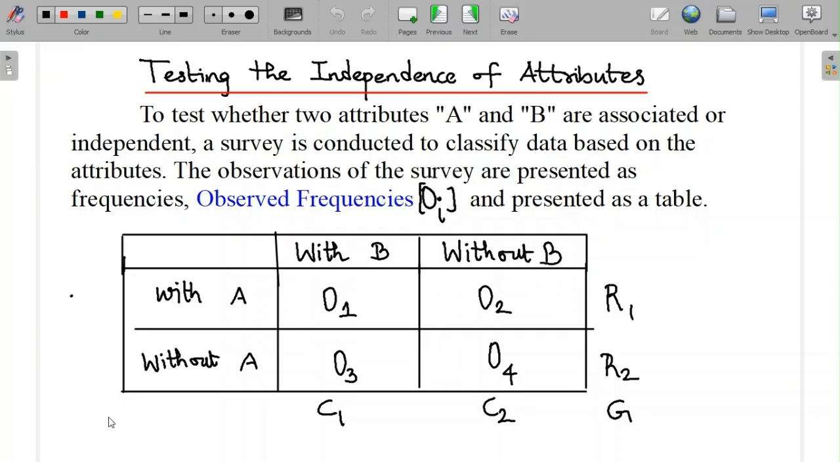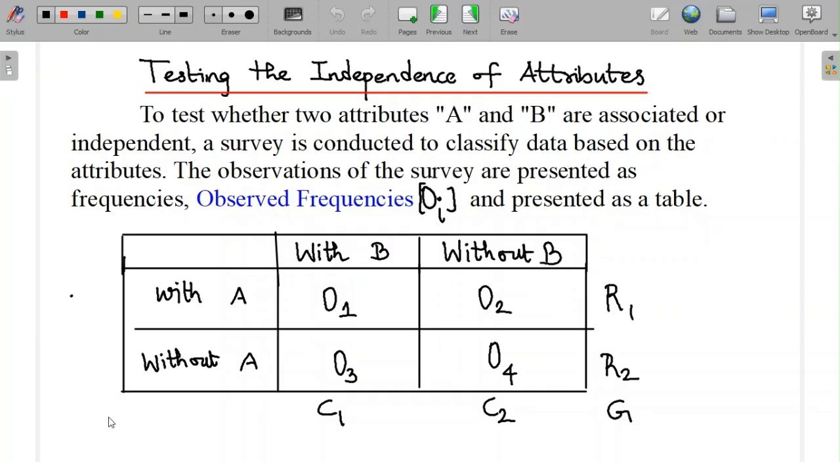In this lesson, we'll look at how to determine whether two attributes are associated with each other or whether two attributes are independent using a simple technique in hypothesis testing. Problems of this type are usually presented in the form of a contingency table, where the frequency of observations belonging to each attribute is listed.